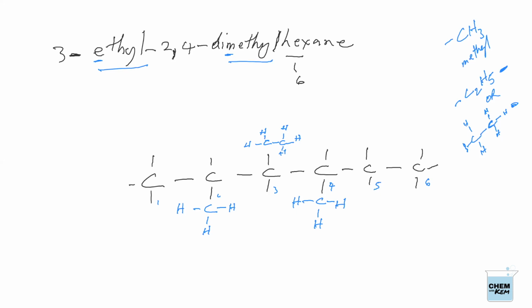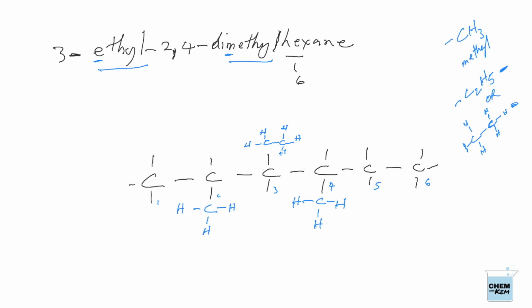So we'd have to name based on which letter comes first in the alphabet. We name alphabetically. So ethyl comes before methyl, so we'd name the ethyl first. So carbon 1, 2, 3, 4, 5, 6. Yes, the ethyl is on carbon 3, but we name it first because E comes before M.